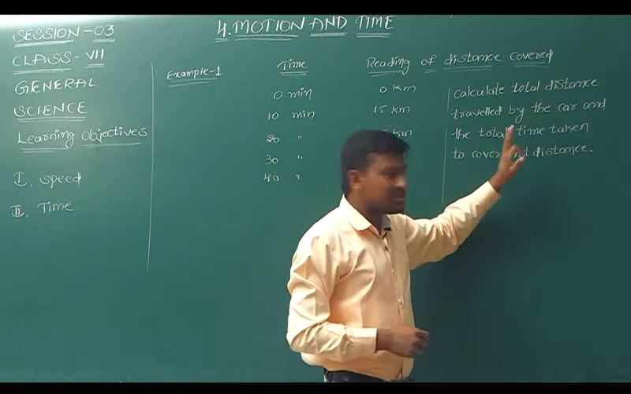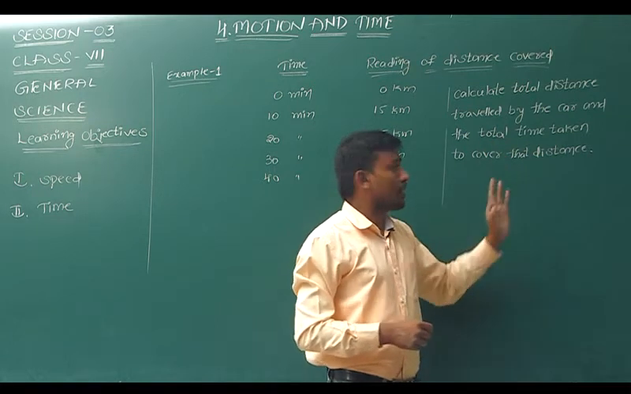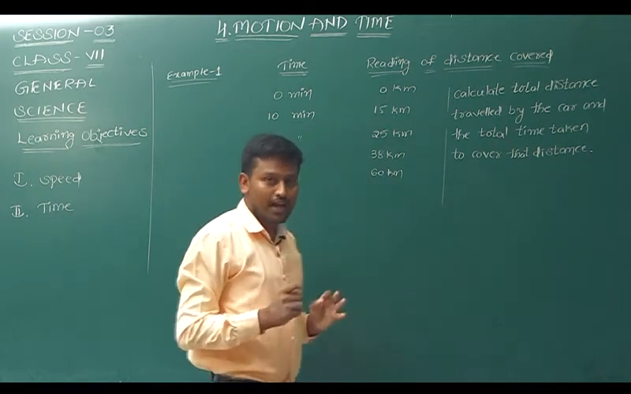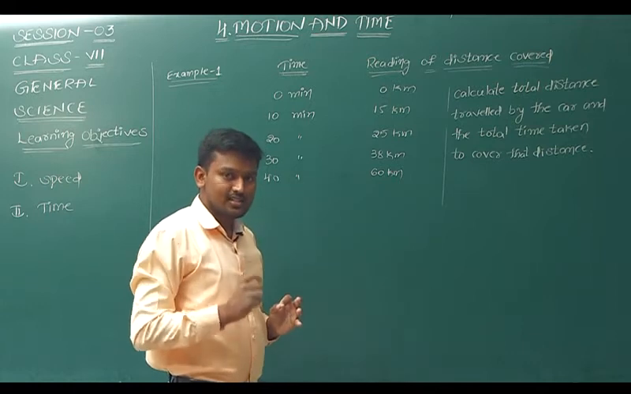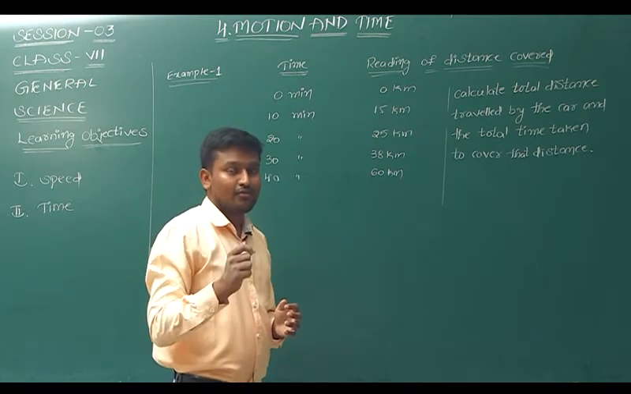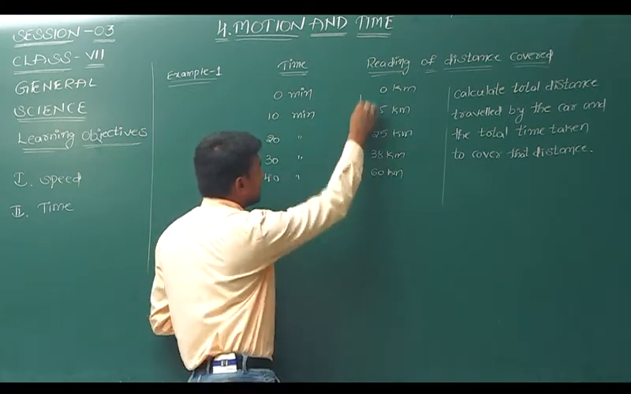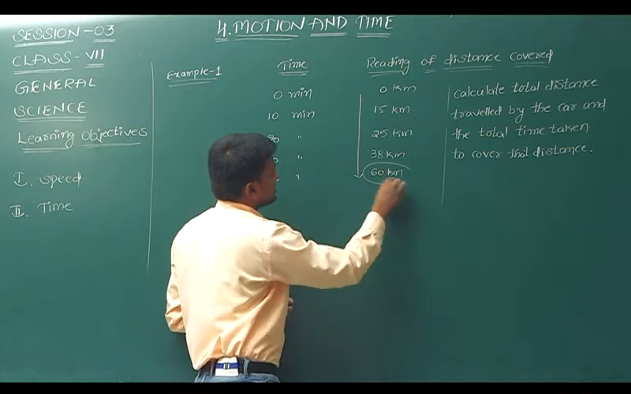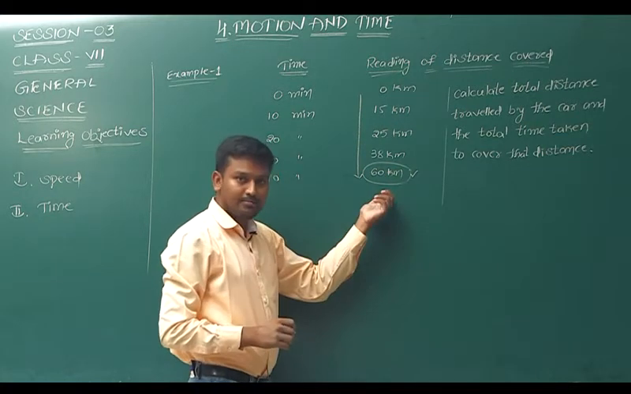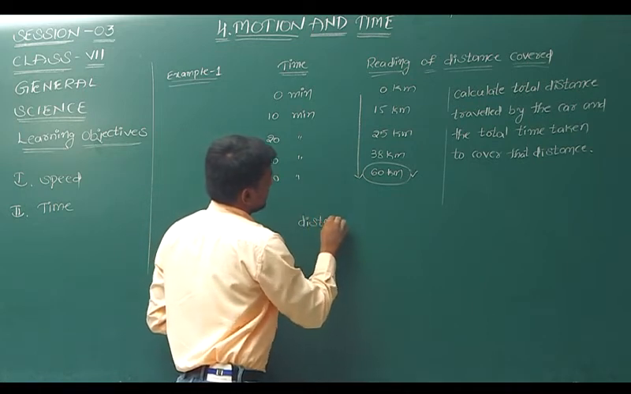Calculate the total distance traveled by the car and the total time taken to cover that distance. So here we have to find out the total distance and the total time taken, and at the same time we will find out the speed value also. So here you can see that at the last point, what is the distance covered? Here we can take simply the distance as 60 kilometers.